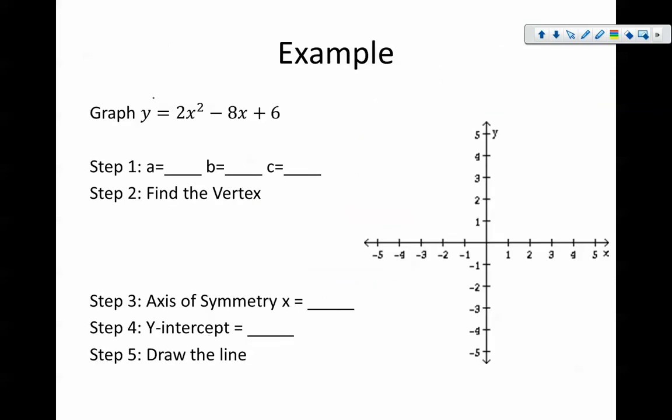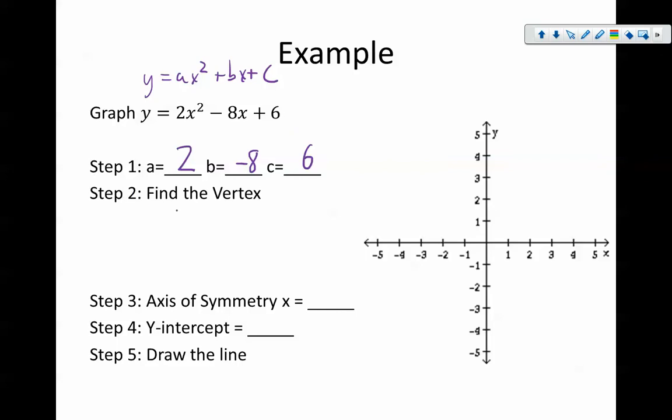So here is my quadratic equation: 2x squared minus 8x plus 6. We want to first identify the a, b, and c values. So a, right? Remember, our formula is this. The a value is 2, the b value is -8, and the c value is 6.